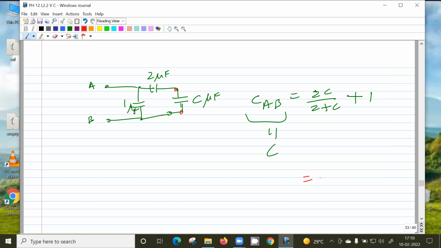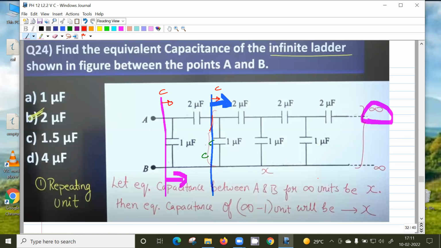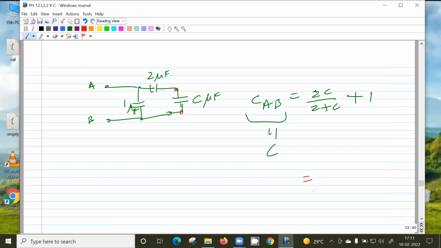Oh, sorry. It's C microfarad, that's equal to C. What is the C value, sir? C is the one we have to find out. There is only one variable, C you have to find out. How can I find it?